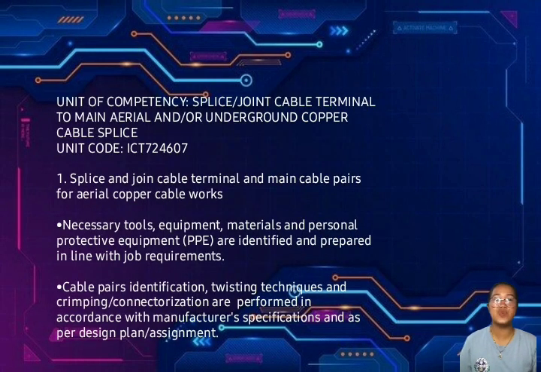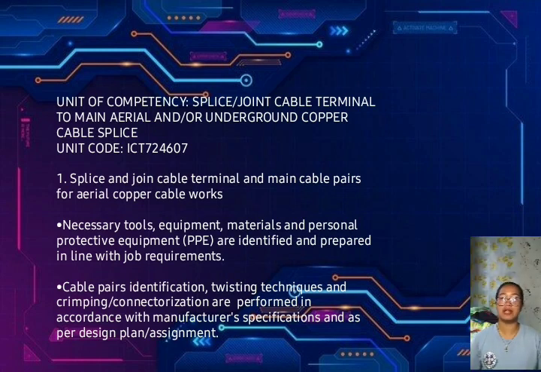So the last unit of competency: splice or joint cable terminal to main aerial and/or underground copper cable splice. Unit code ICT 724607. This unit covers the outcomes required for joining or splicing cable terminal to main aerial and underground cable splicing or jointing for outside plant telephone network. It includes installing cable closure and cable supports.